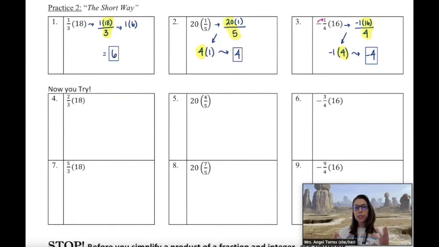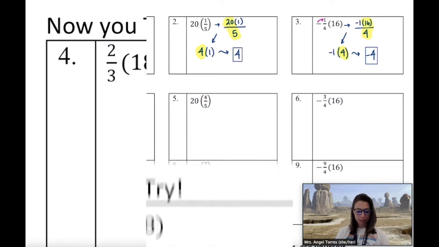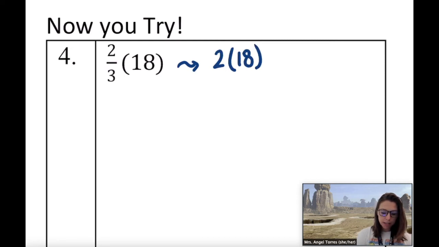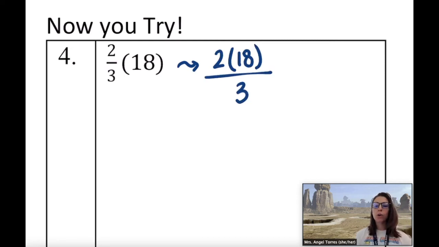So let's try this shorter way on a couple more examples. I'll do 4, 5, and 6, and then you'll do 7, 8, and 9. Let's start with number 4. Step 1, multiplication in the numerator. So this is 2 times 18 divided by 3. Where's the quotient?